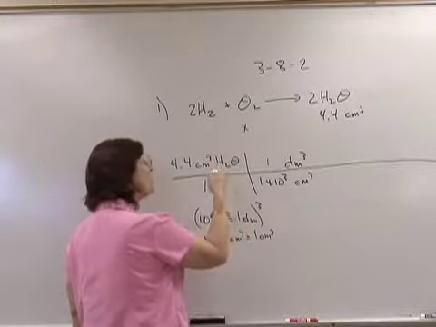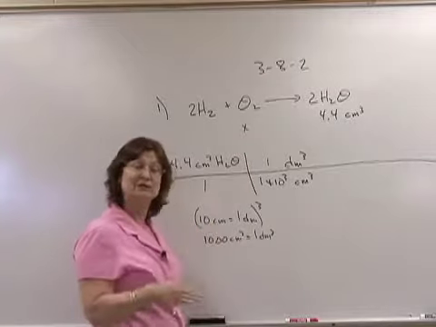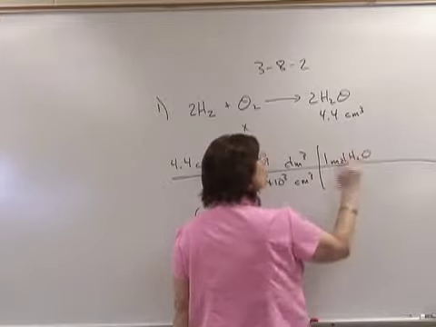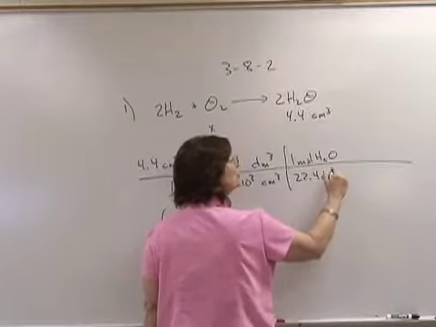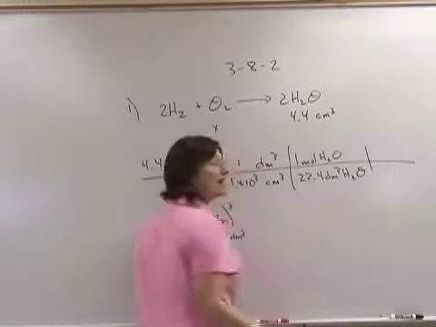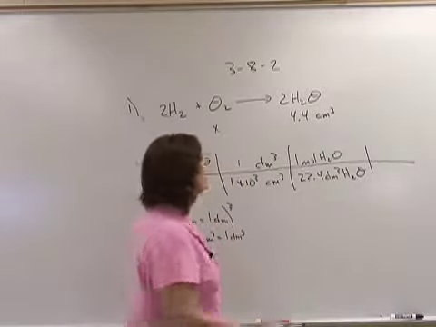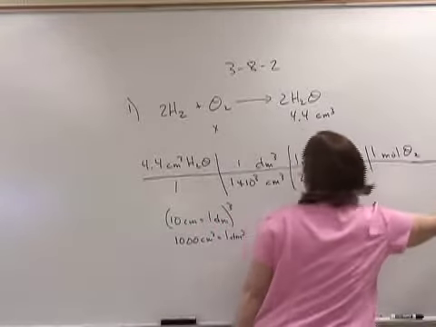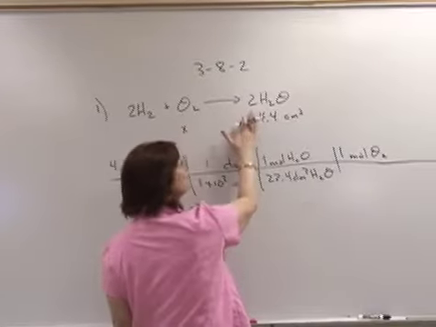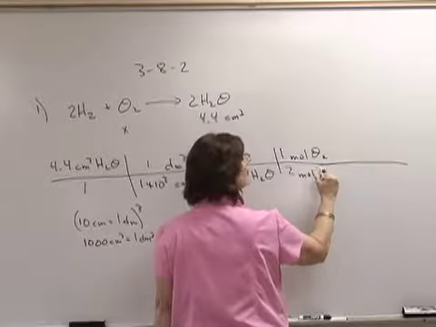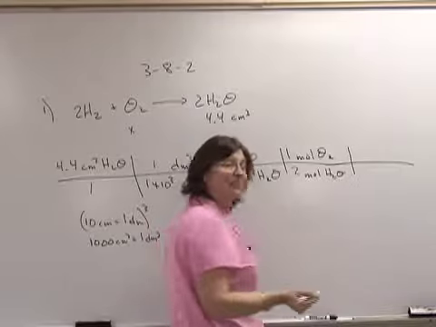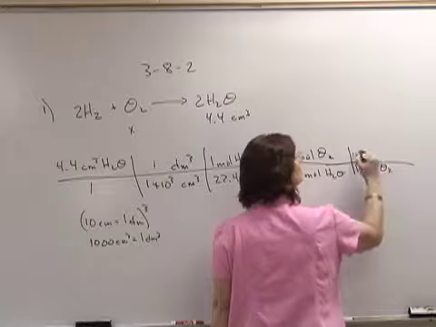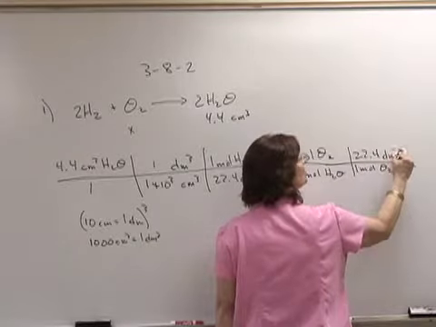Now, in order to change my volume to moles, I need to use standard molar volume. 1 mole of any gas is always 22.4 decimeters cubed of that gas. That is standard molar volume. Now, I'm going to moles of oxygen, and my balanced equation shows me there's 1 mole of oxygen for every 2 moles of water. And then I'm going back to volume, and I know that 1 mole of the oxygen is also 22.4 decimeters cubed of oxygen.